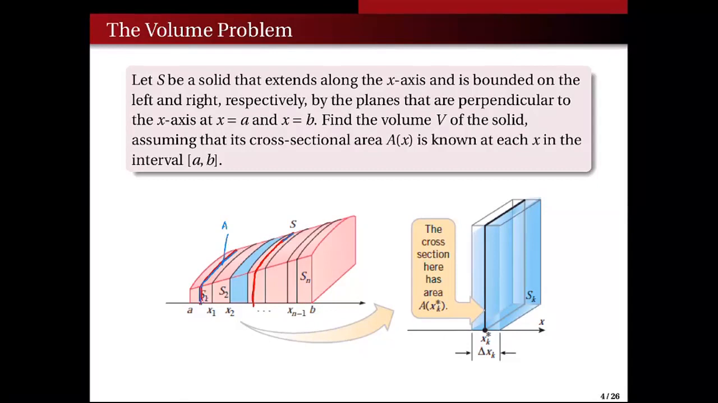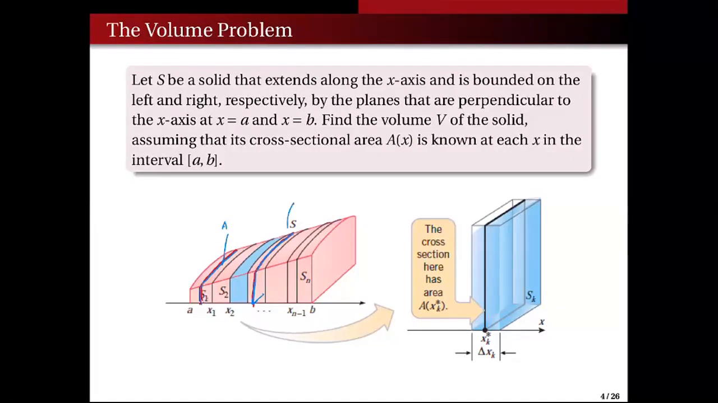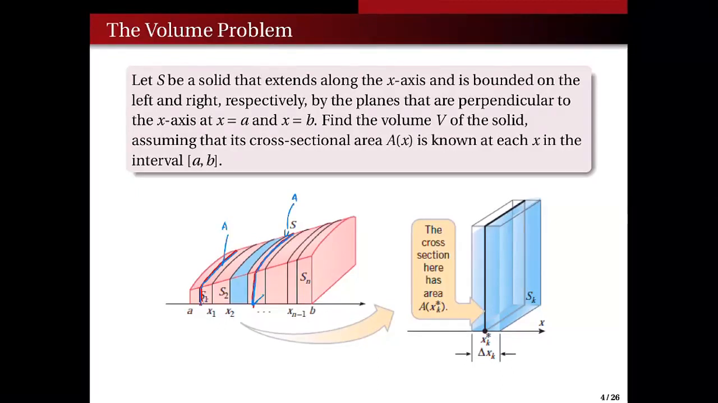If you have this part here, you also know the exact area there. And on the rightmost side, you know what the area is. On the leftmost side, you know what the area is. Everywhere. And suppose it actually depends on the location. That's why we have here A of x. So how do we find the volume of this solid?